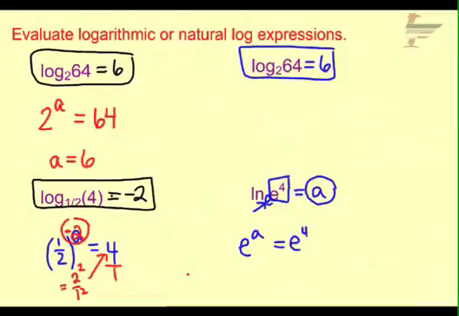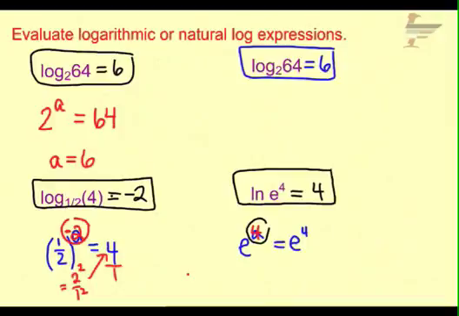So we have e to the a power equals e to the 4th, and then we just ask ourselves, well, what does a have to be so that these two are equal? We can say, well, if a is a 4, we'd have e to the 4th equal e to the 4th, and now it's a true statement. So our final answer, we know that it's the 4. So the natural log of e to the 4th is equal to 4. And there's our answer.